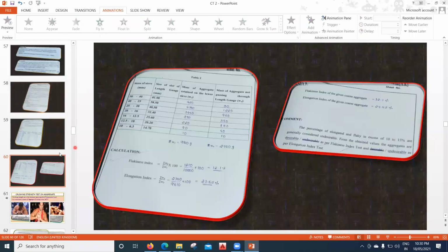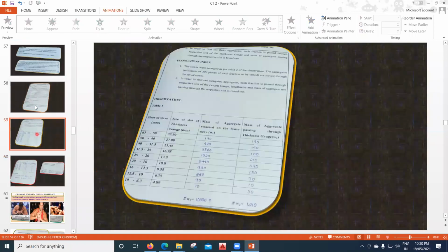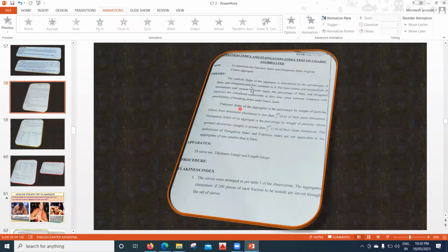So in this way, you need to understand this test. It's very simple, but the thing is the process is a bit lengthy. You have to go through this once again and you'll be able to understand it.